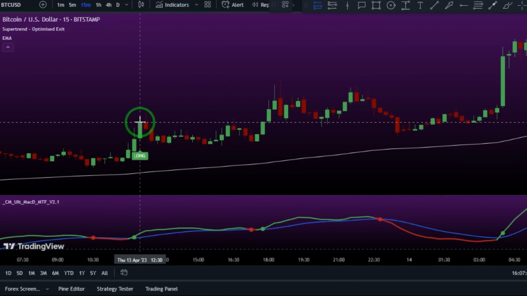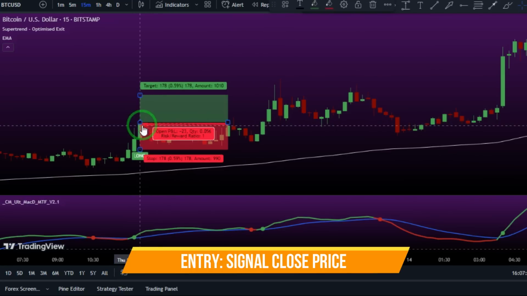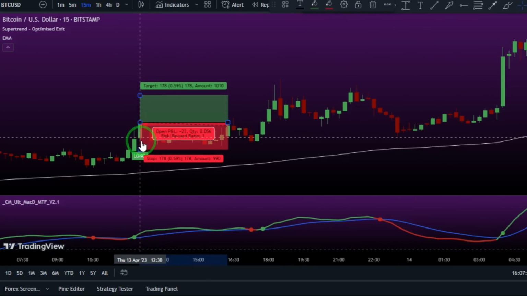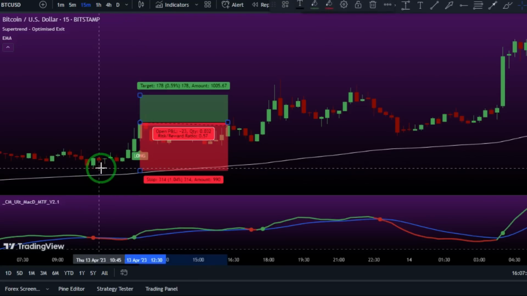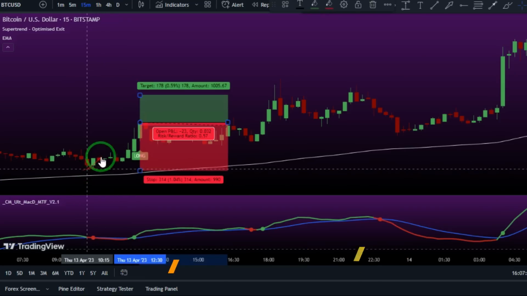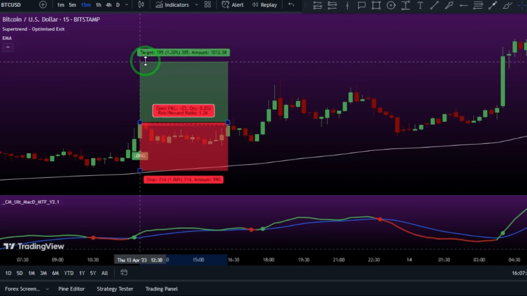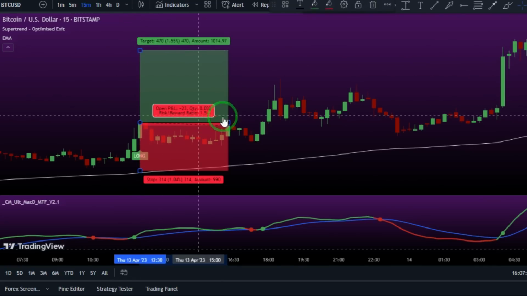Now you can enter the long trade at the signal candle's close price. It's best to set a stop loss to prevent big losses. Therefore, the recent swing low makes a good stop loss range. And to lock in profit, the best exit here is a risk-reward ratio of 1 to 1.5.